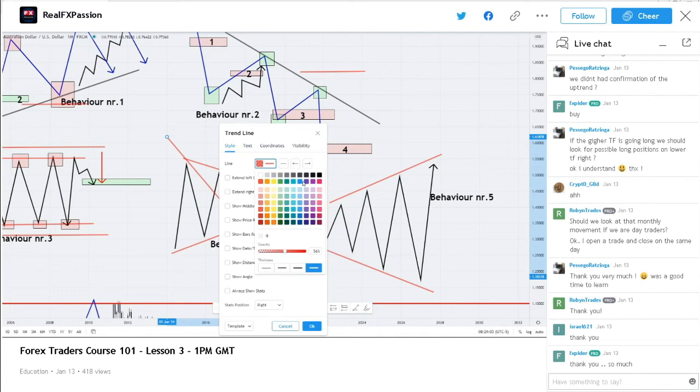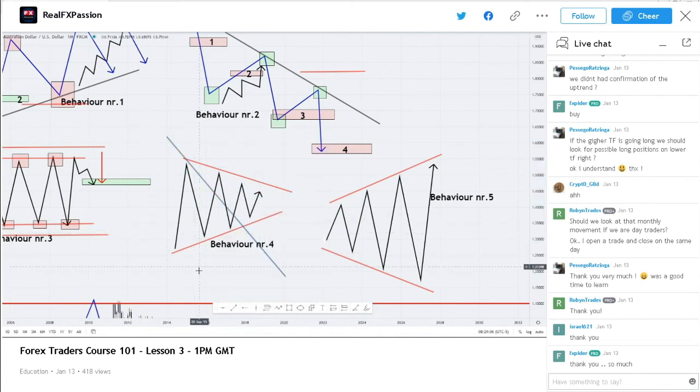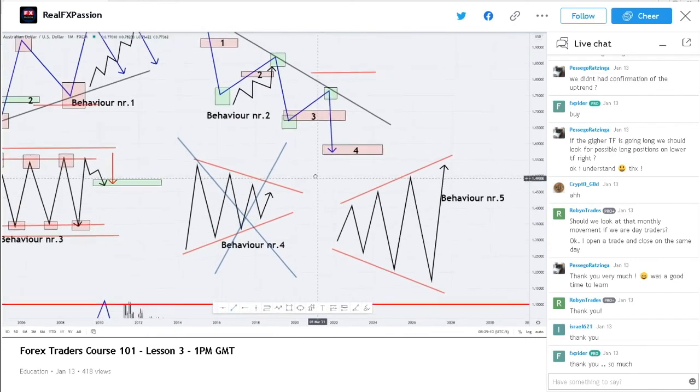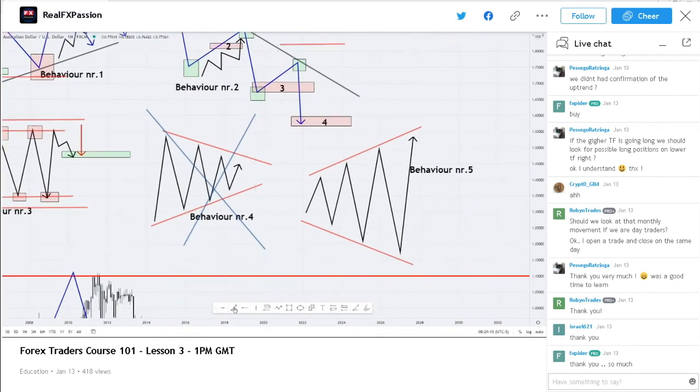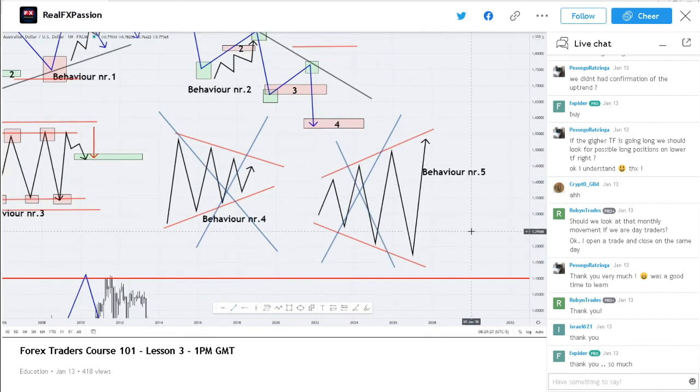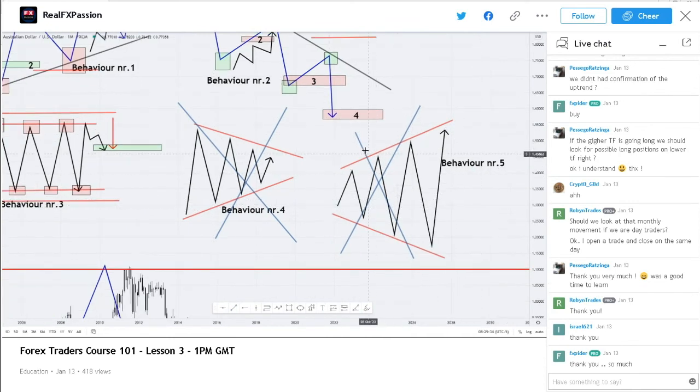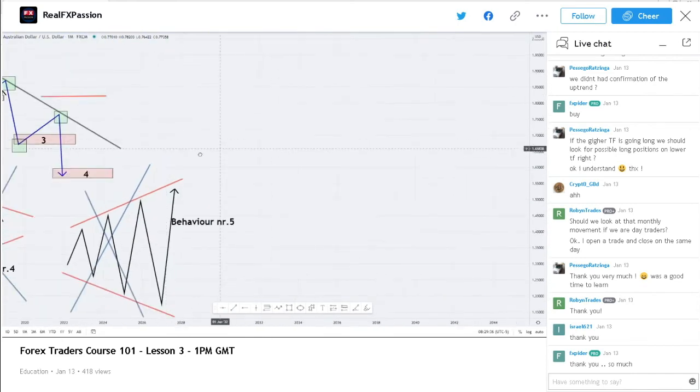So let's make this in dark blue. Behavior number 4 is not suitable to trade for the beginner trader. And as far as I know, in my opinion, most professional traders, and don't confuse investing with trading, are not trading behavior number 5. This is what is called chaos, right? And why not? Well, because chaos is like this.